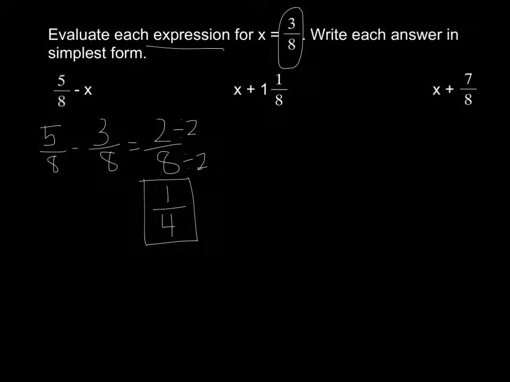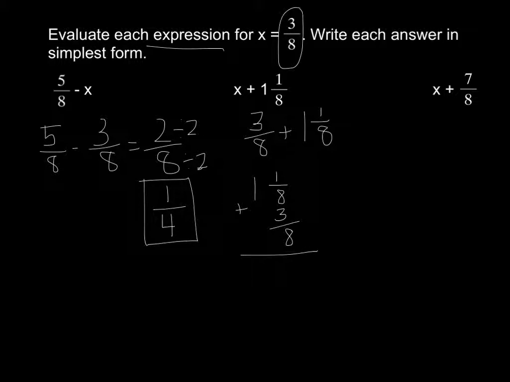Okay. So let's try another one. x, or 3/8, plus 1 and 1/8. If I looked at it like this, 1 and 1/8 plus 3/8, I would add up my fractions first. 1/8 plus 3/8 would give me 4/8. And 1 plus 0 is just 1. Now I could divide this by 4. I'm simplifying here, I'm reducing, and my answer would be 1 and 1/2.